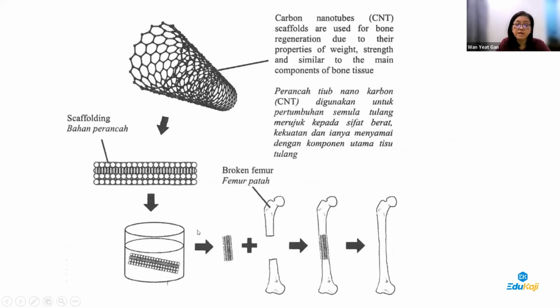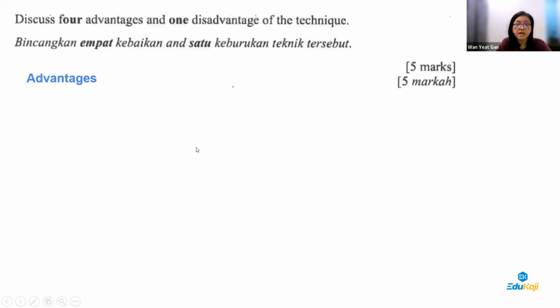So the bone will then grow onto the carbon nanotube, right? So the broken femur then can be regenerated back and form back. So what are the advantages? They want 4 advantages and 1 disadvantage.